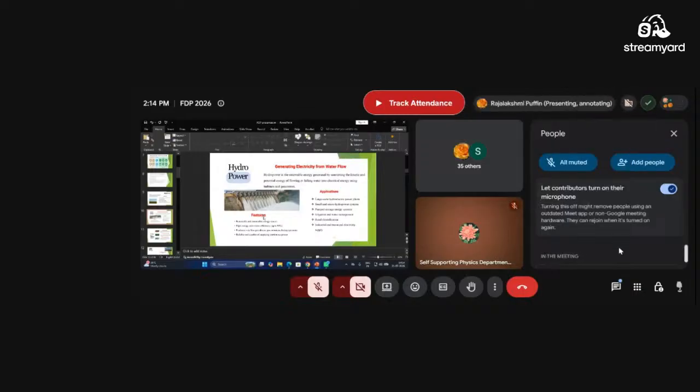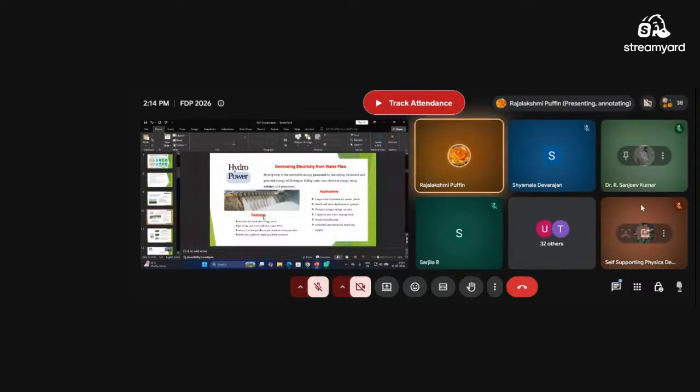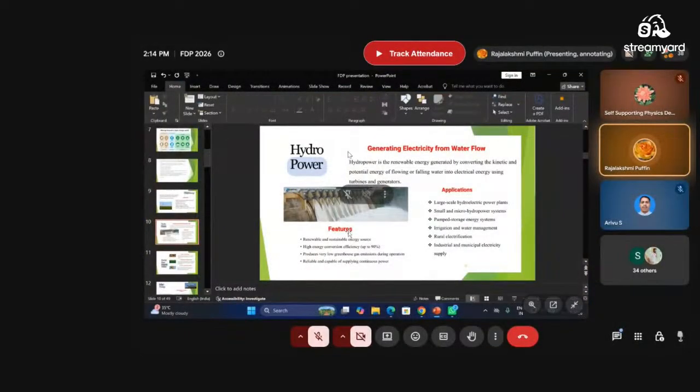If you look at the applications, there are large scale hydroelectric power plants, and we can use it for pump storage energy systems, rural electrification, small and micro hydropower systems, industrial use, and like that we can go for a number of applications based on hydropower. So what is the future? High energy conversion can go up to 90%, but due to climate change, in future I don't know if it is going to stay at 90%. It may decrease from 90% to 60% or something else in future, while producing low greenhouse gas emissions during operation.